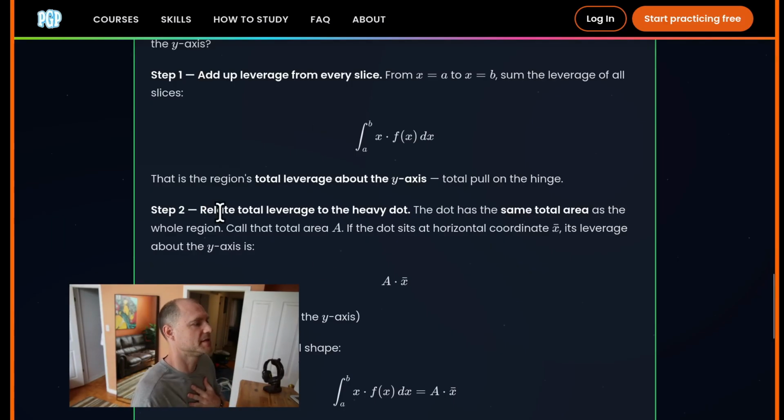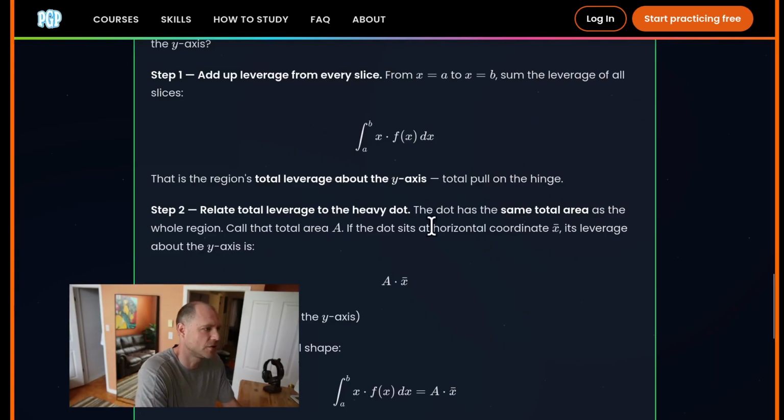So let's read this together. Relate the total leverage to the heavy dot. The dot has the same total area as the whole region. Because remember, we're just imagining that we're crushing this region into one point. Okay, so our single heavy dot has the whole oomph, the whole weight of that entire purple area. Call this total area A. Okay, so that's the total weight, capital A.